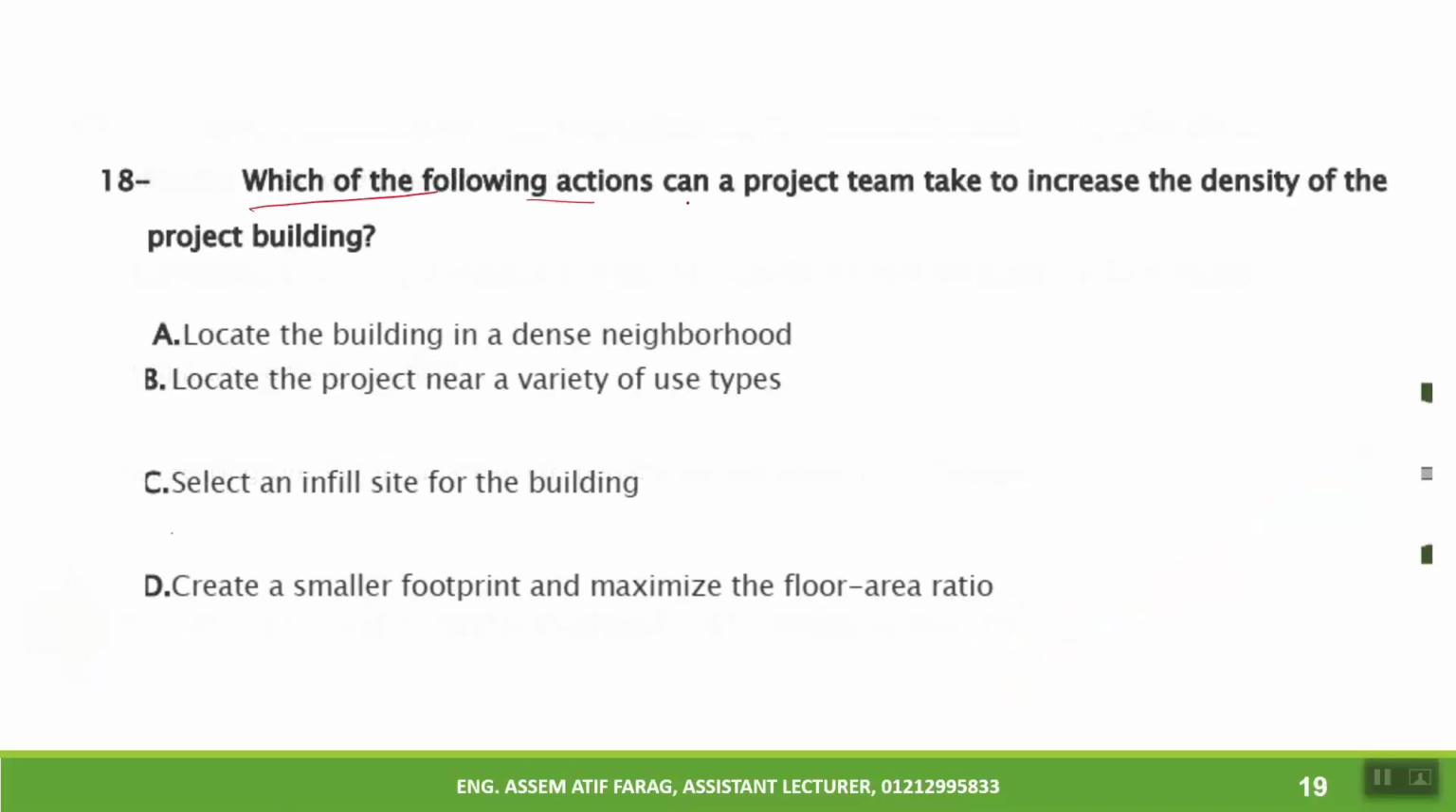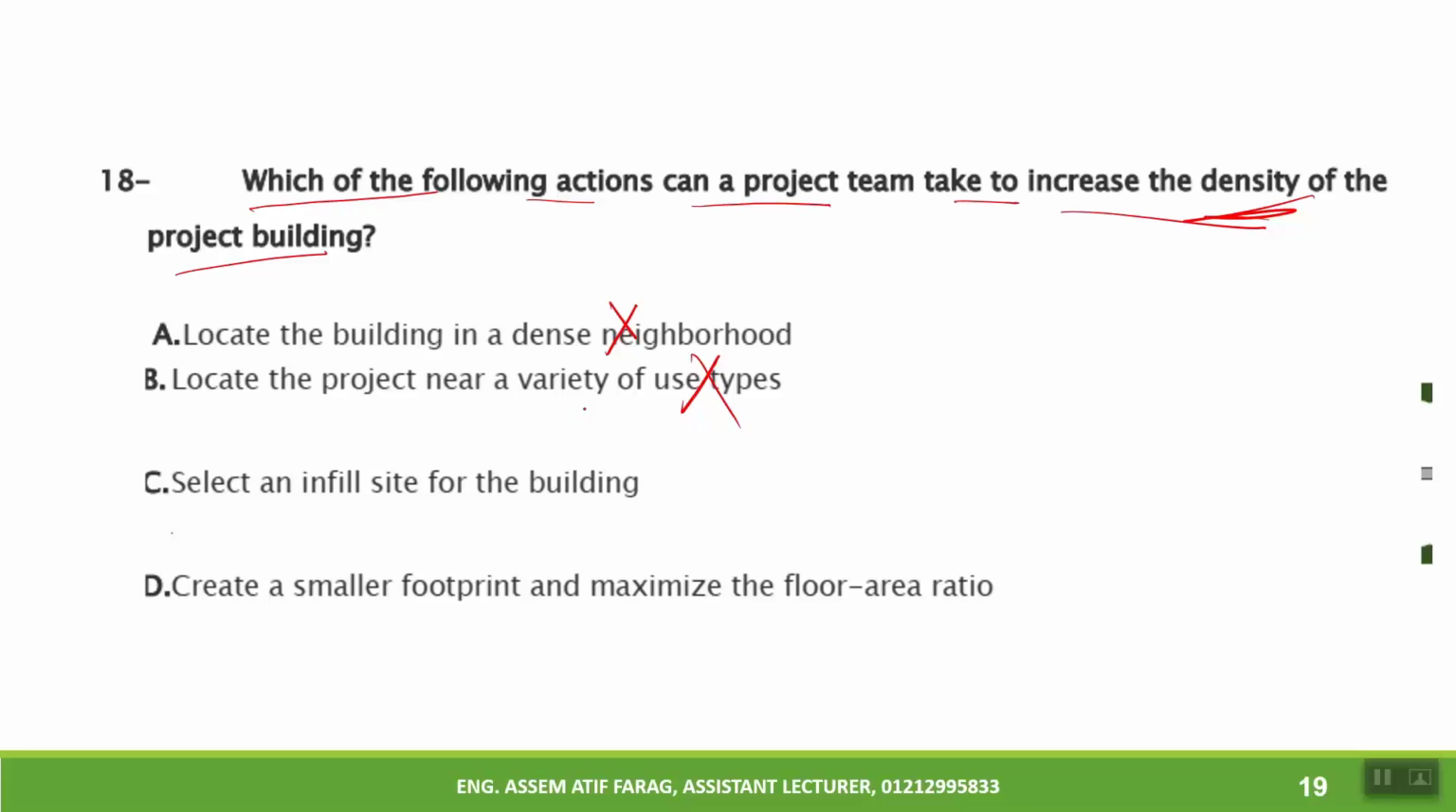Which of the following actions can a project team take to increase the density of a project building? For option A, locate the building in a dense neighborhood. This helps with the density credit, but not the density of the building itself. The question does not ask about the surrounding density, that is for a credit. So this option is wrong. For option B, locate the project near a variety of use types. This would help with the credit for diverse uses, but does not help with increasing the density of the project building, so this option is also wrong.